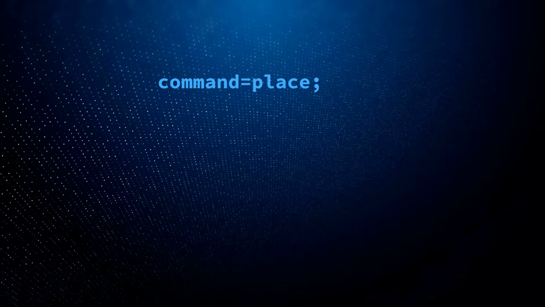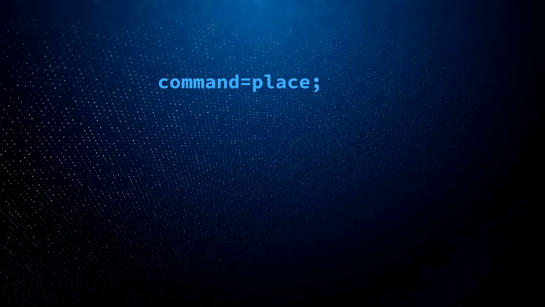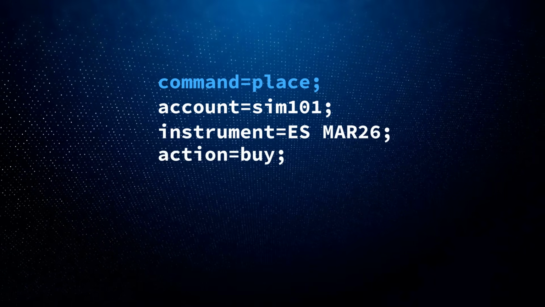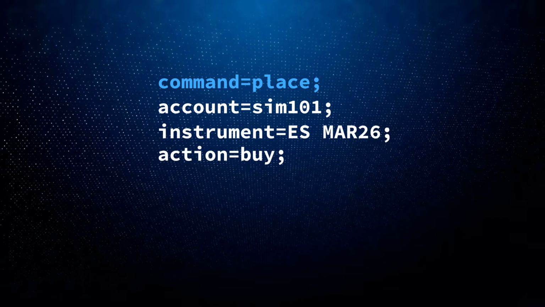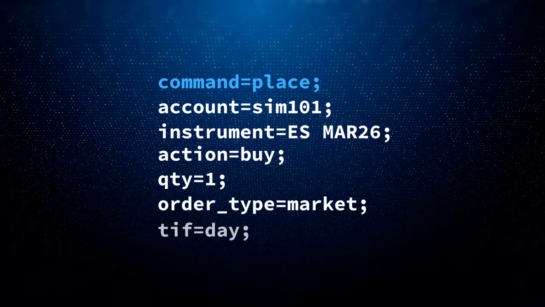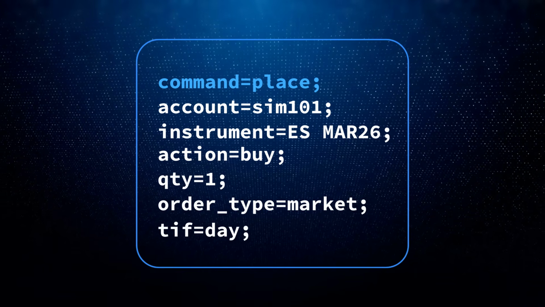The place command lets you place an order. It requires at minimum that you specify the account, the instrument, the action, buy or sell to define the right direction, the quantity amount, the order type, and the time in force. These are the core requirements for placing an automated order into NinjaTrader 8.